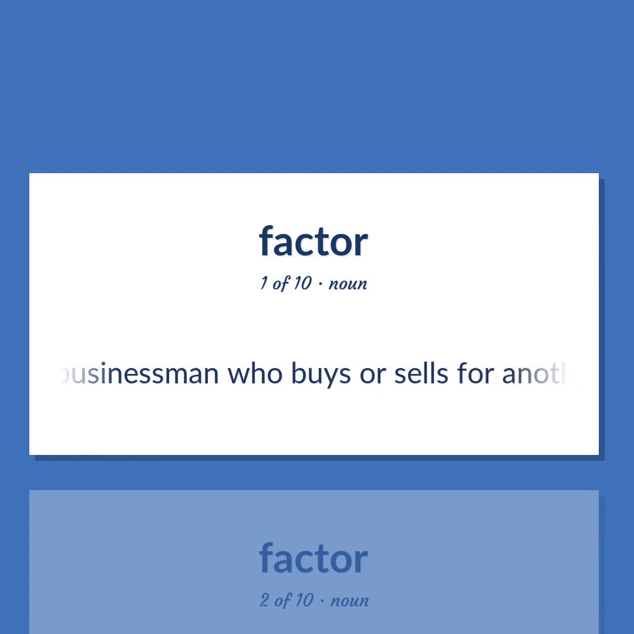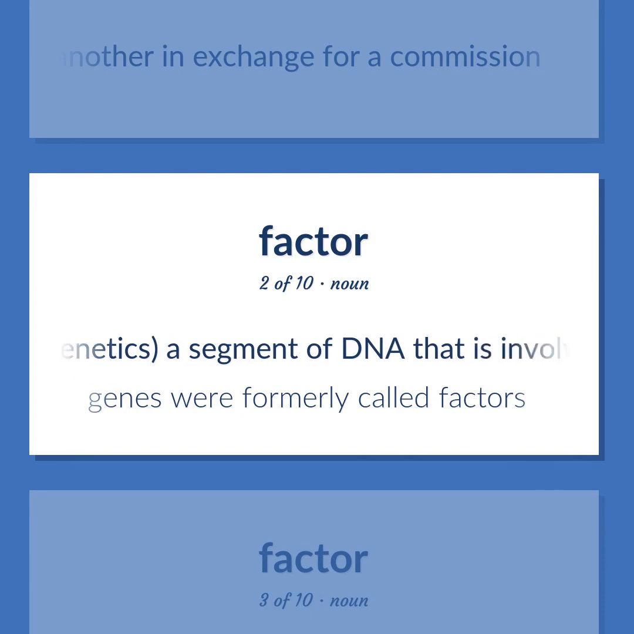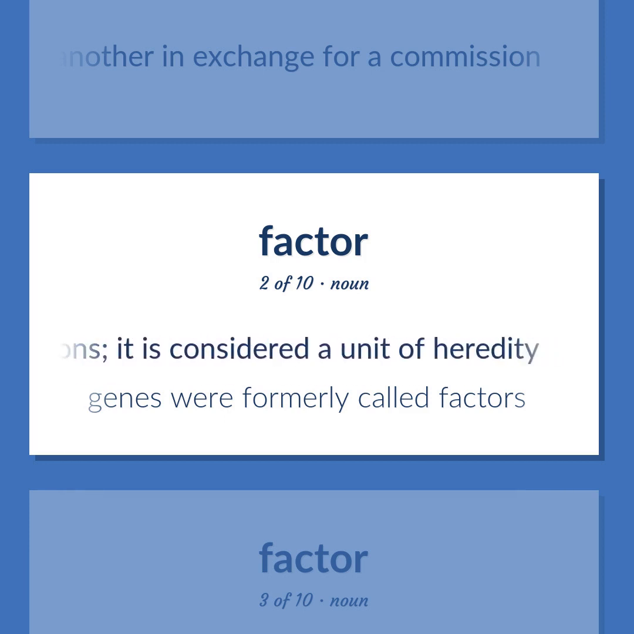A businessman who buys or sells for another in exchange for a commission. Genetics. A segment of DNA that is involved in producing a polypeptide chain. It can include regions preceding and following the coding DNA as well as introns between the exons. It is considered a unit of heredity. Genes were formerly called factors.